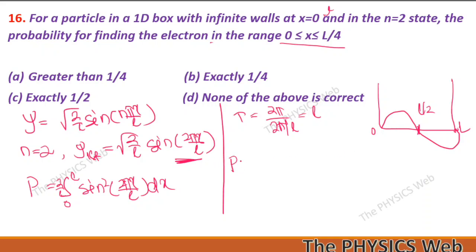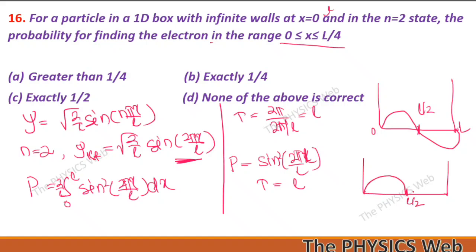But for probability, the expression is sin square 2πx by L. Here also you can define the time period as L. But you can see this is a square. So if this is your L by 2, this is from 0 to L by 2, and again from L by 2 to L it will also be positive. So this is your L by 4, this is L by 2, this is 3L by 4.